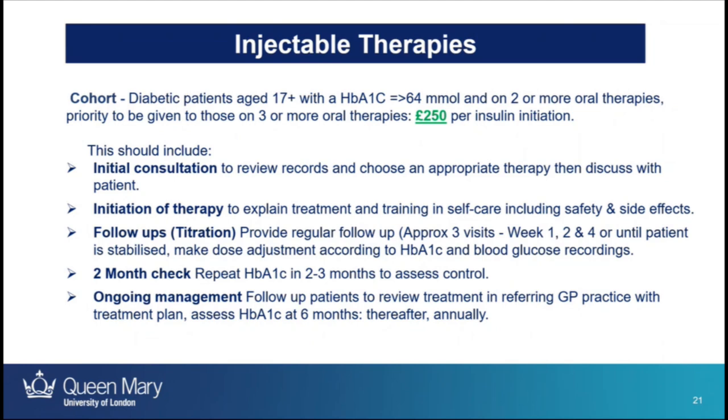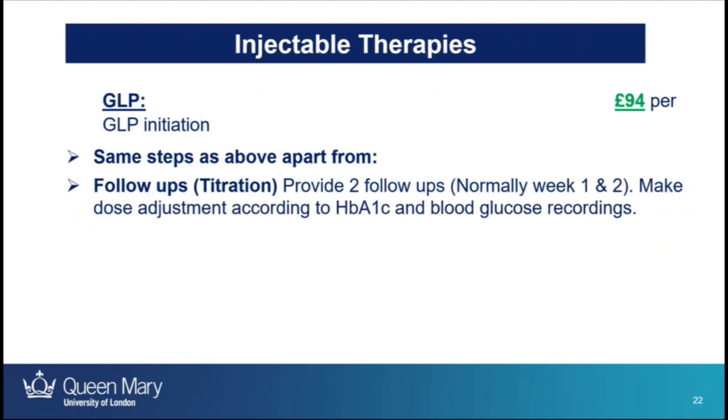So as you can see, we've just given you brief information on what this should include. So initial consultation, initiation of therapy, the follow-ups, that you do a 2-month check on them as well to repeat their HbA1c, and then the ongoing management as well. So make sure you follow up the patient and assess their HbA1c at least every 6 months, and then after that it can move on to yearly. So that's your insulin.